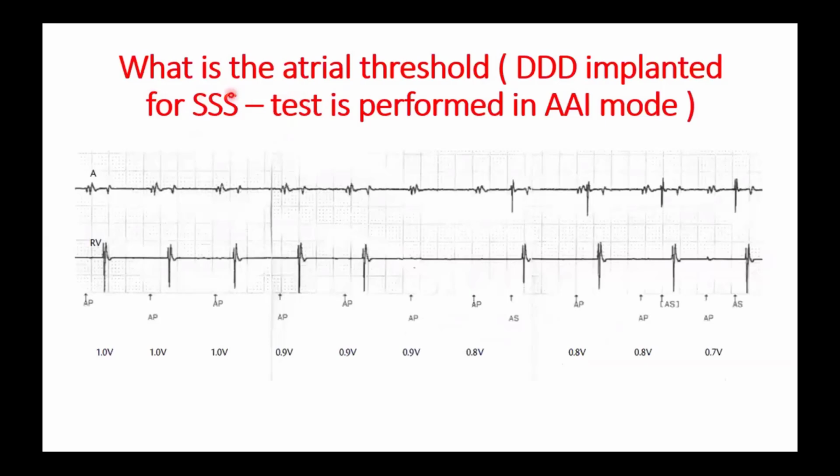This is a dual chamber pacemaker implanted for sick sinus syndrome, and we are testing for the atrial threshold. We are testing in AAI mode. Here is the atrial pacing, and here are the values: 1 volt, then 0.9, then 0.8, then 0.7. What is the atrial threshold?